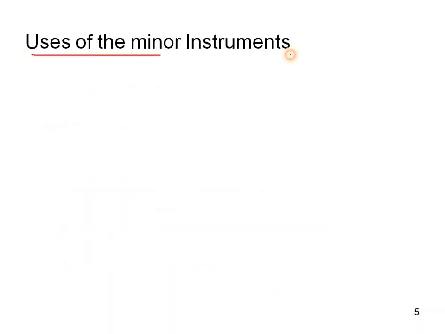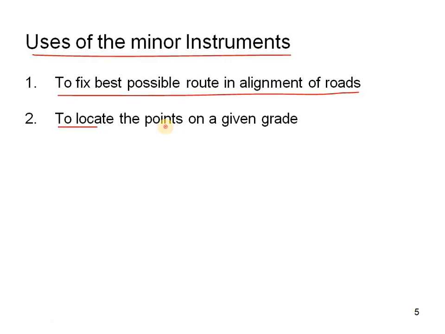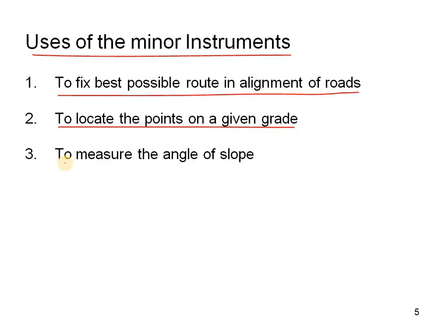Next, uses of minor instruments. What are the uses? To fix the best possible route in alignment of roads. With minor instruments we can place the best alignment on roads. That means the alignment will be straight and in good condition. And to locate points on a given grade. So we can locate points on a given grade on the ground levels in an accurate way. And to measure the angle of slope. So we can measure the angles of slope also.